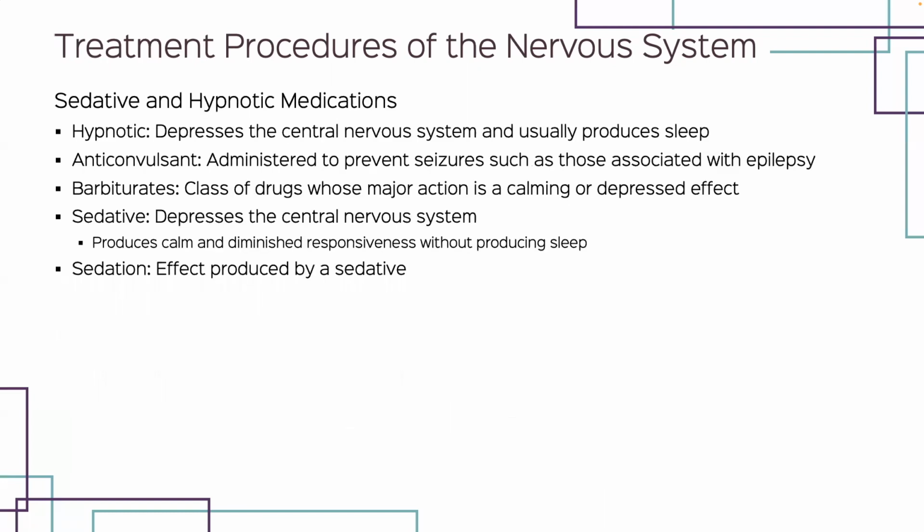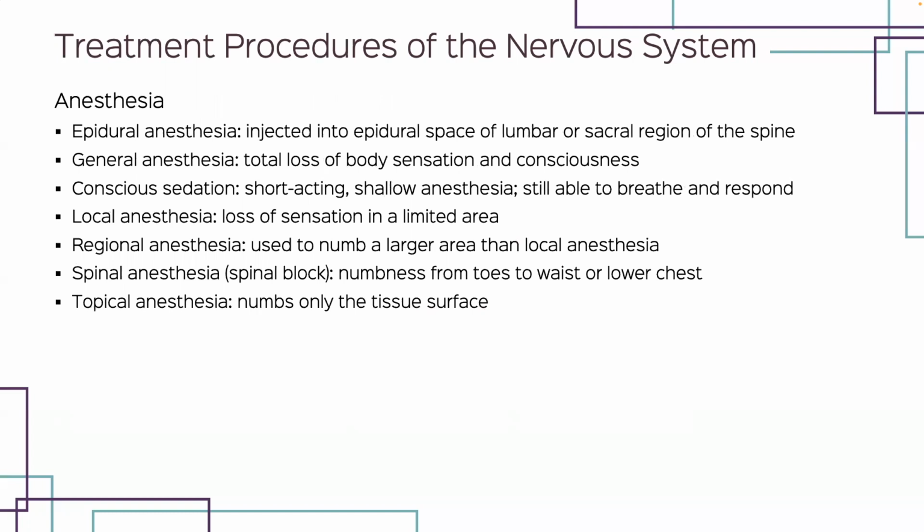Your sedative and hypnotic medication. So these can help treat multiple different conditions. Anesthesia. So this is essentially when we are trying to completely eliminate the pain. Your local anesthesia is obviously temporary. It's just going to be an injection. Topical anesthesia is only going to numb the skin or that top layer of the soft tissue. Epidural injections are going to be injected into the epidural space of the lumbar or the sacral region of the spine. And then your general anesthesia is what we know as anesthesia.